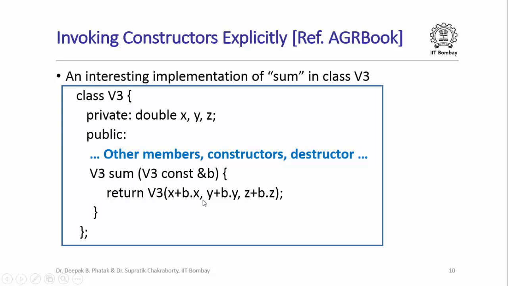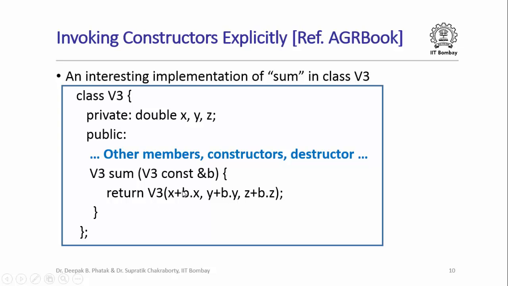I first figure out what the x, y, and z components of the result V3 object should be. So that should be x plus b dot x, x being the x coordinate of the receiver object on which this function has been called, and b dot x is the x coordinate of the parameter b that has been passed to this function, and similarly y plus b dot y and z plus b dot z. So once I've figured out the x, y and z coordinates of the resulting sum, I'm simply going to call the constructor function of the class V3 with these three as parameters.